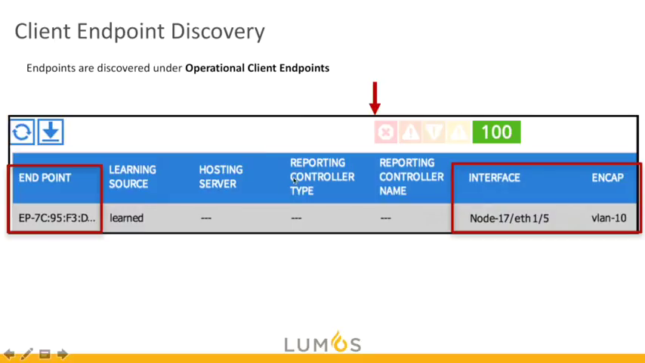And this screenshot here is from the 1.0 code. It looks very similar in the 2.0 code, but under endpoint, we'll see the MAC address of the endpoint. We've learned it through control plane, or through data plane rather. And the interface is, in this case, node 17. So that means its leaf ID is 17, Ethernet 1.5, and VLAN 10 for the encapsulation.